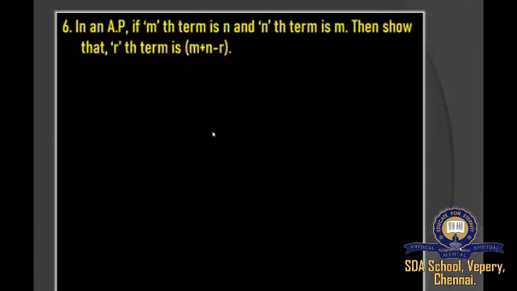Okay children, let's move on to the last problem of today's session. What is given in an AP? If the mth term is n and the nth term is m, then show that the rth term is m plus n minus r. This is also one of the important questions.